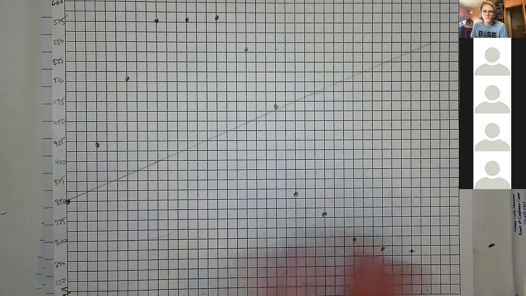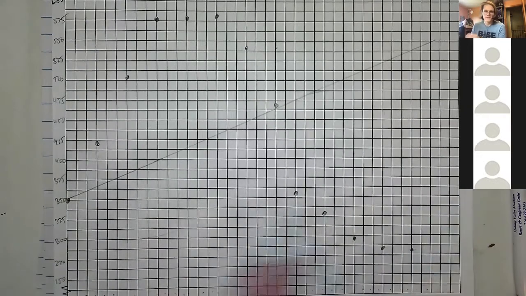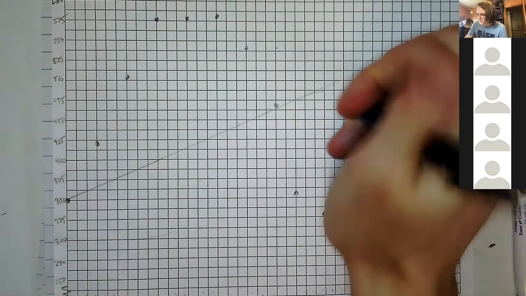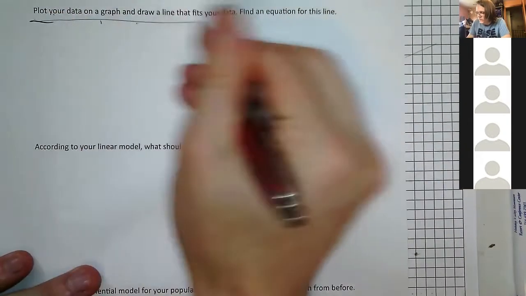And again, there's nothing exact about this. I'm just guessing where the line of best fit will be. If your data is different, obviously your line will be different, but try to fit it the best you can. Questions about this? All right, and so this is my line. We did this now, so we're good here.